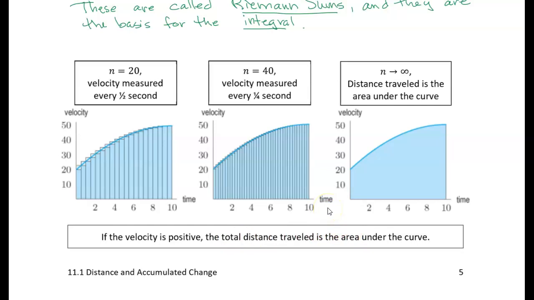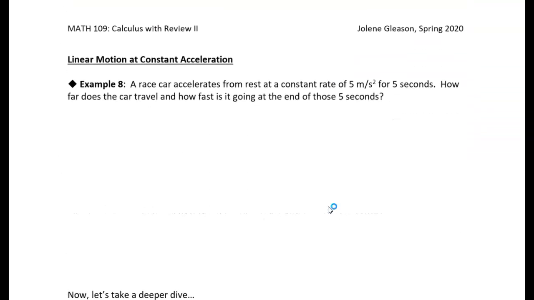Okay. So, all right, now one last thing here before we go. I want to look at some examples of linear motion with constant acceleration, okay? Because with constant acceleration, we don't have to deal with the Riemann sums and do estimates. We can actually figure out the area under the velocity curve with geometry. So let's take a look at this example here.